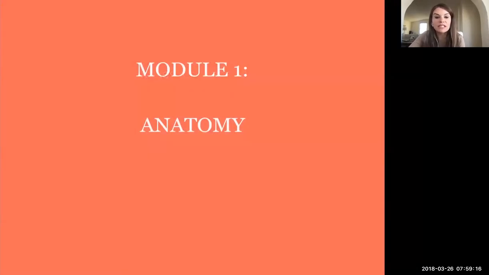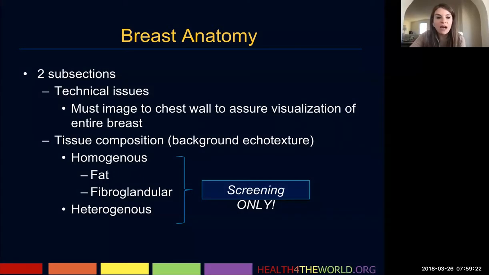So the first module today is going to be a review of anatomy on breast ultrasound. In our new BI-RADS manual, there's two subsections related to breast anatomy. The first has to do with technical issues, and they state that on your breast ultrasound, you must image to the chest wall to assure visualization of the entire breast. They updated this because when people were submitting ultrasound images for ACR accreditation, they realized that a lot of practices weren't showing deep enough in the breast. So you want to make sure in your ultrasound images that you're showing down to the chest wall, and we're going to review that in detail in the upcoming part of this lecture.